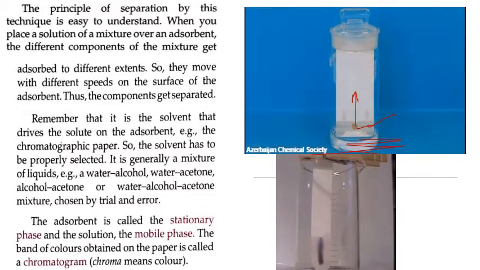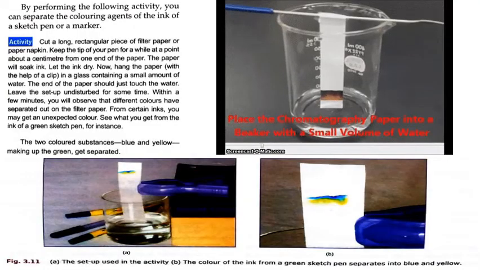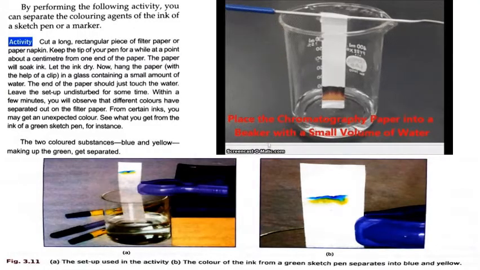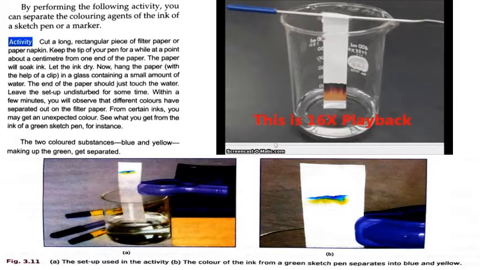The adsorbent is called the stationary phase and the solution the mobile phase. The band of colors obtained on the paper is called a chromatogram. Chroma means color. Alright students, this much is enough for you right now. More details about it you will learn in higher classes. Here an activity is given to you. By performing the following activity, you can separate the coloring agents of the ink of a sketch pen or a marker.